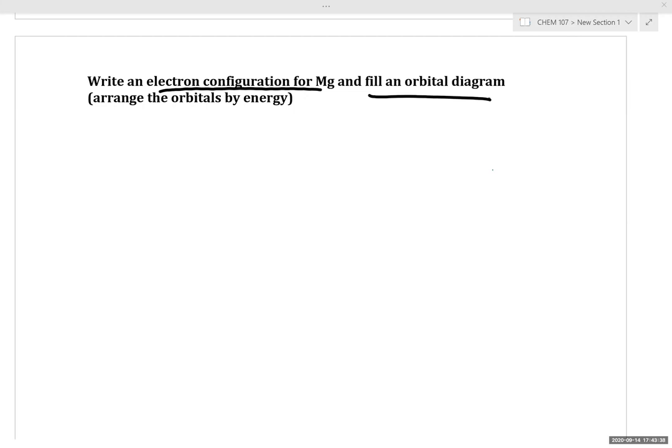And if possible, I'd like to see someone attempt to write an annotated electron configuration, or you can share a picture in the chat, or you can unmute your camera and share your proposed picture for the electron configuration and orbital diagram. If not, we'll discuss this example in about another minute. And don't be shy if you have a question to ask your question in the chat or verbally.